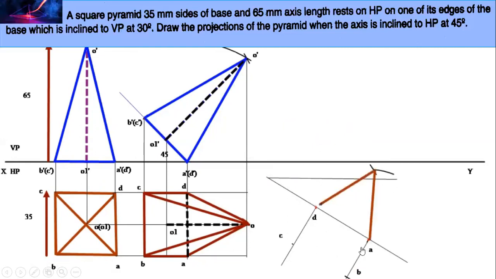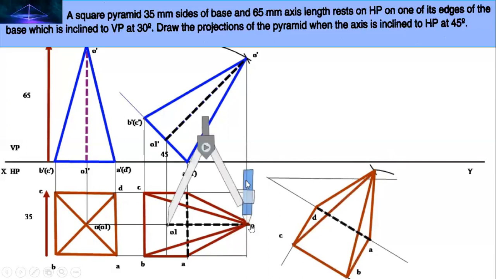So same second position, you are transferring into third position. So whichever is visible in the second position, same thing will be visible in the third position. So C to O, A to D will be hidden, and O1 to O is the axis line.